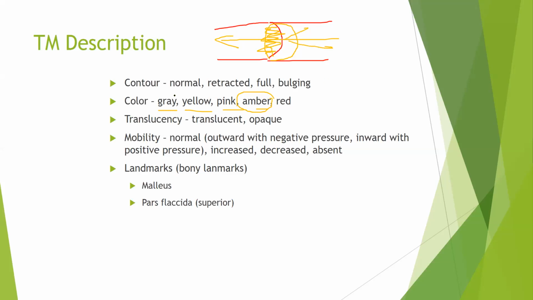Okay, the mobility. Normal, it's going to be able to flex a little bit, outward with negative pressure. So as I create a negative pressure with that bulb, the tympanic membrane comes out, and then as I push in, it's going to go back in. So I want to note if this is normal, decreased, increased, or absent.